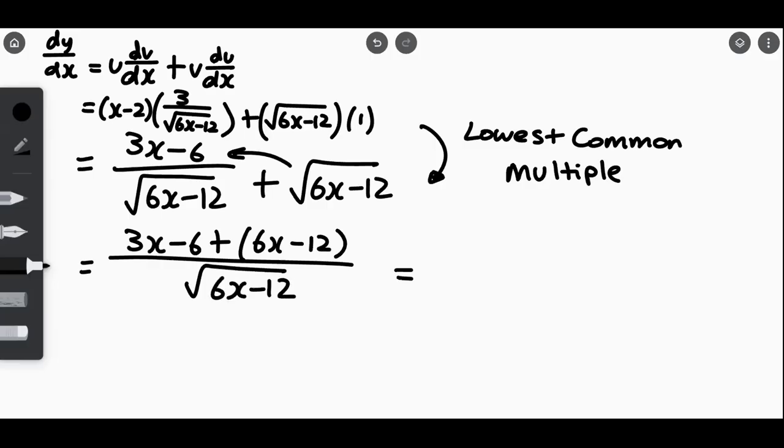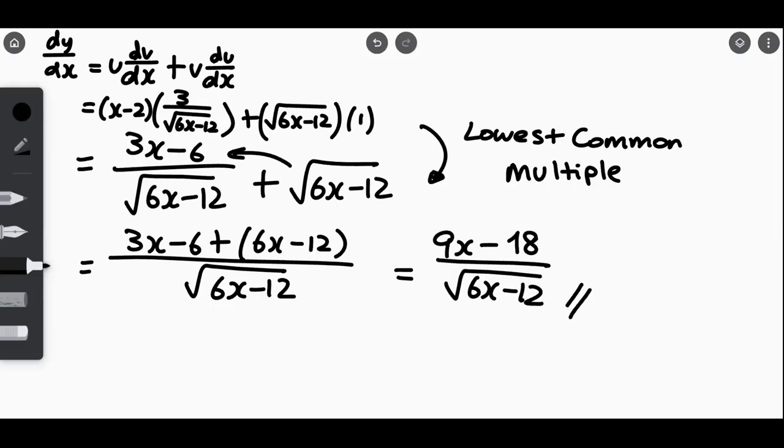What will it equal to? It will just equal to 9x minus 18 over root 6x minus 12. This is my final answer.